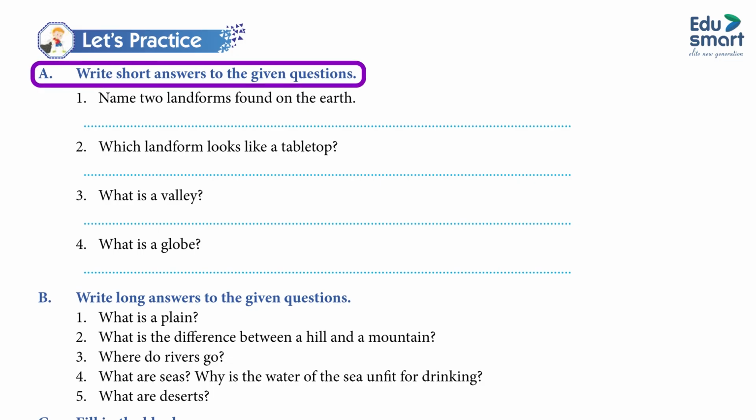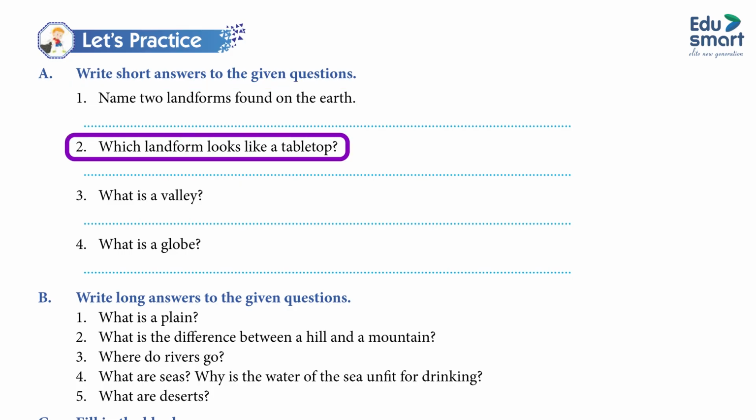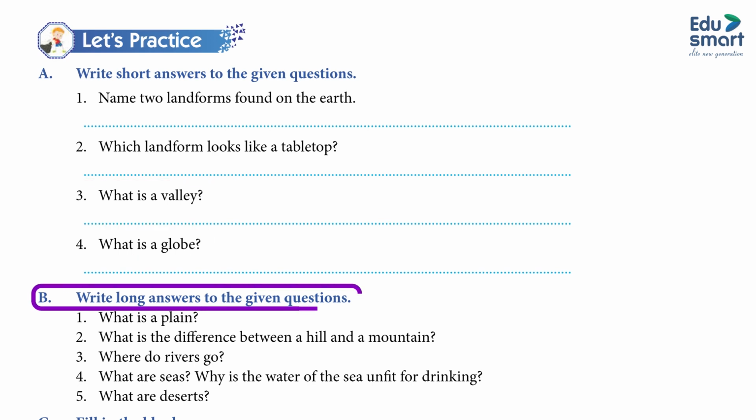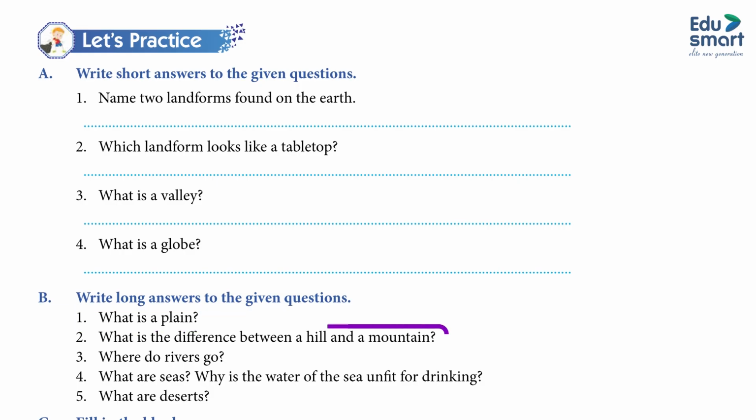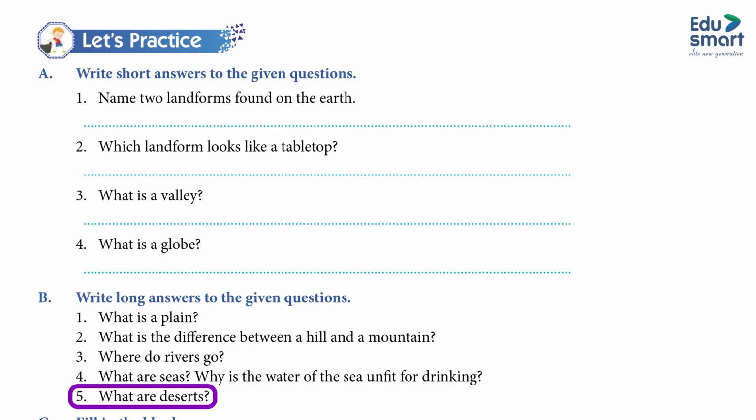Let's practice. A. Write short answers to the given questions. 1. Name 2 landforms found on the Earth. 2. Which landform looks like a tabletop? 3. What is a valley? 4. What is a globe? B. Write long answers to the given questions. 1. What is a plain? 2. What is the difference between a hill and a mountain? 3. Where do rivers go? 4. What are seas? Why is the water of the sea unfit for drinking? 5. What are deserts?